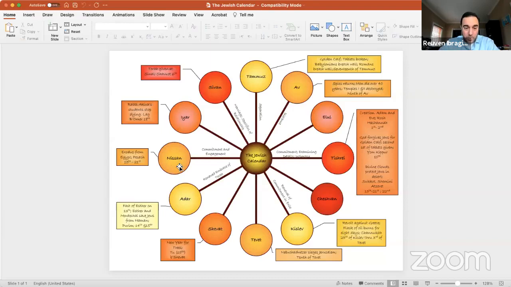And we're gonna move from Nisan, Adar, Shvat. I'm gonna go all the way around. And the reason why this is important is because this is moving through us. We're at the center. And even if we're standing still, time is moving through us.